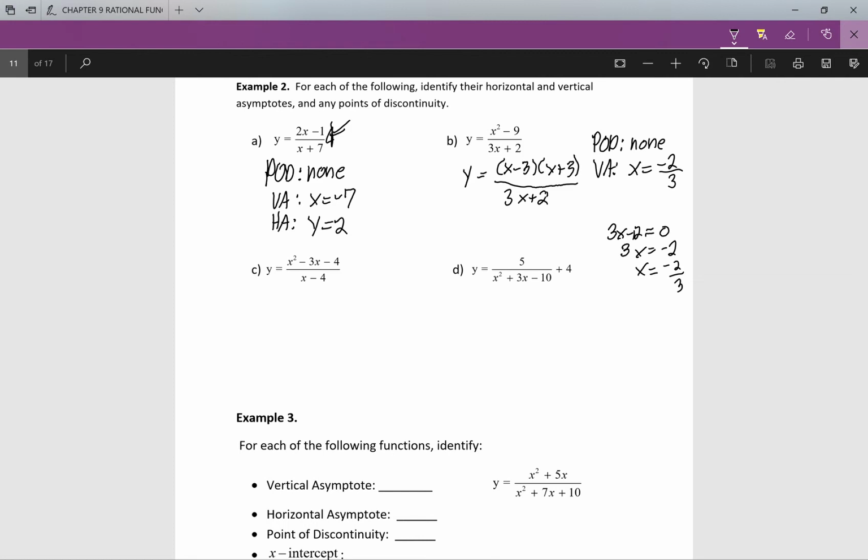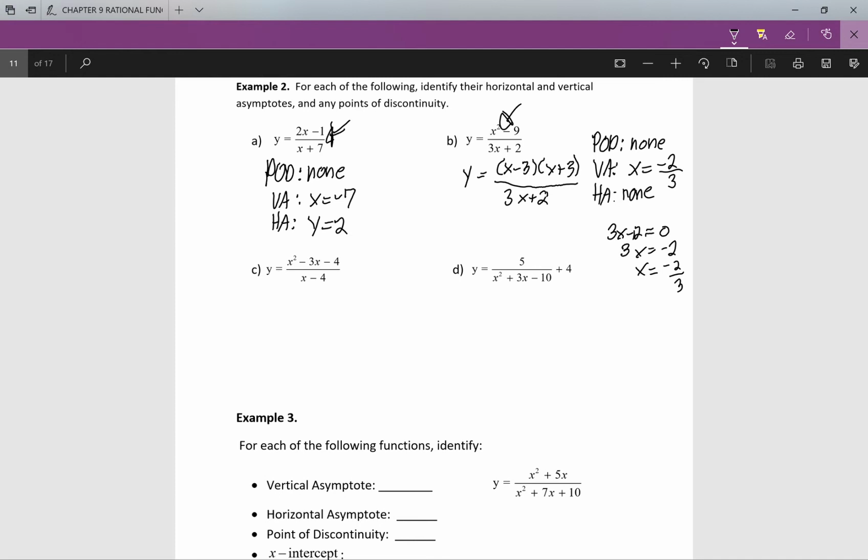Then my horizontal asymptote, we notice that the top degree is larger than the bottom degree. And when the degree on the top is larger than the degree on the bottom, we very simply say that it doesn't have a horizontal asymptote.